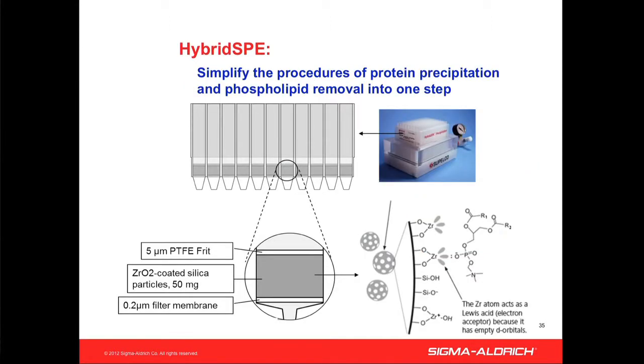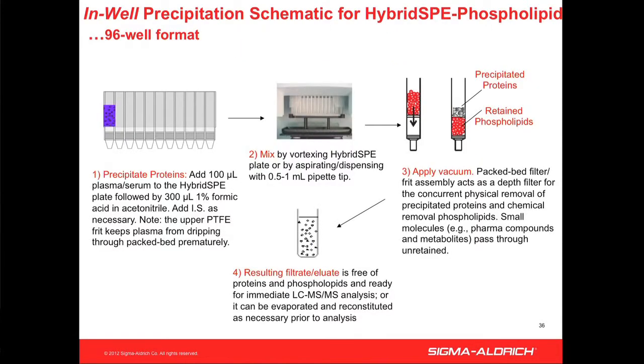So the idea here is that, whether you're talking about free cartridges or a 96-well plate, we have a one-step procedure that involves bringing the sample to about 75% acetonitrile, acidifying it with formic acid. You get precipitation above the matrix. The sample can get pulled through with the phospholipids retained. And you see that here shown diagrammatically.